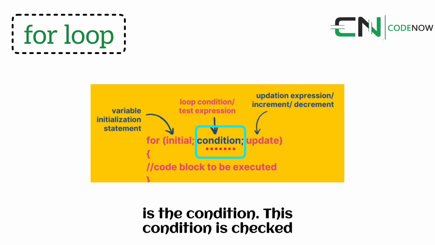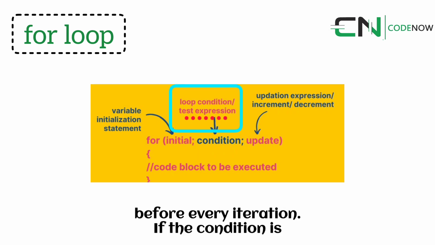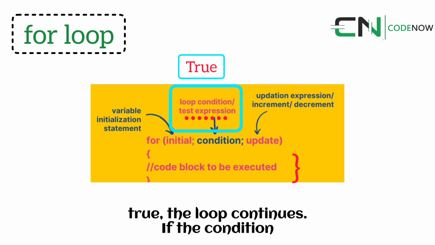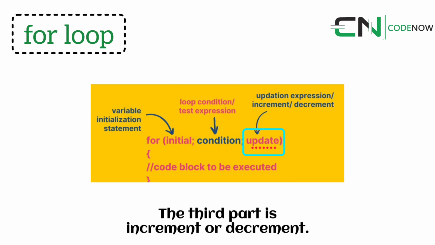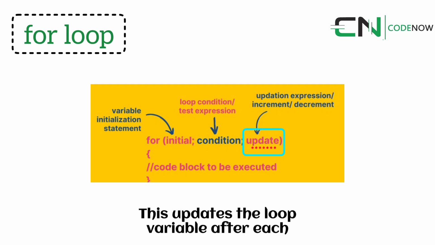The second part is the condition. This condition is checked before every iteration. If the condition is true, the loop continues. If the condition becomes false, the loop stops. The third part is increment or decrement. This updates the loop variable after each iteration.